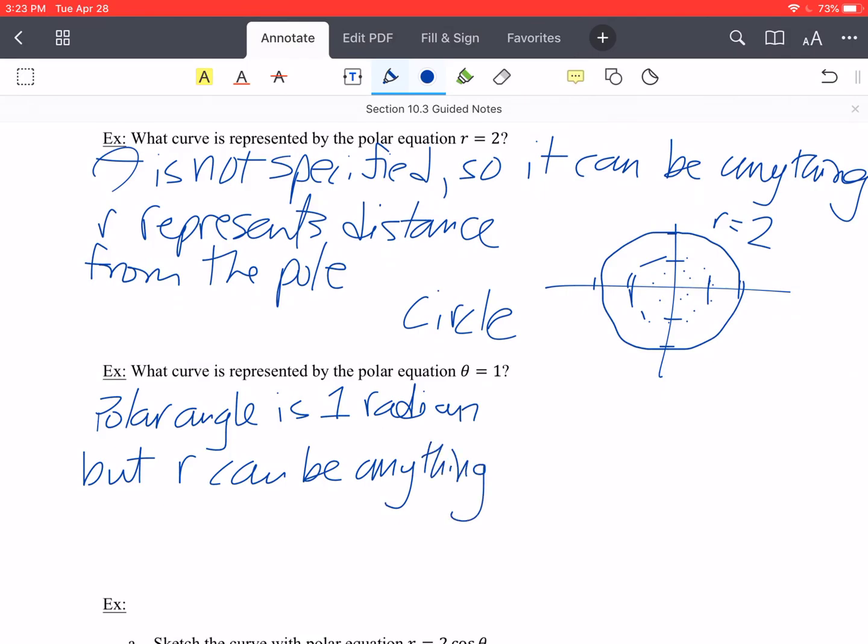Okay, so in this case, let me draw my polar axis there. So we have 1 radian, looks something like this. And the r value can be anything. It can go as high as we want it to, or it can be as negative as we want it to. And what have we created? We've created a line.